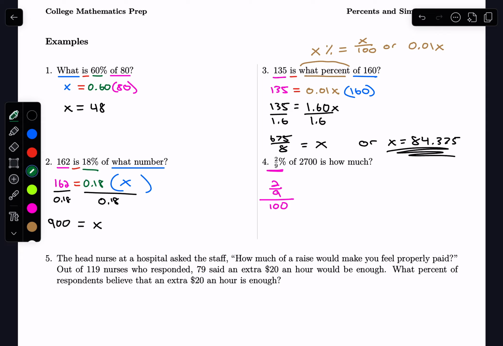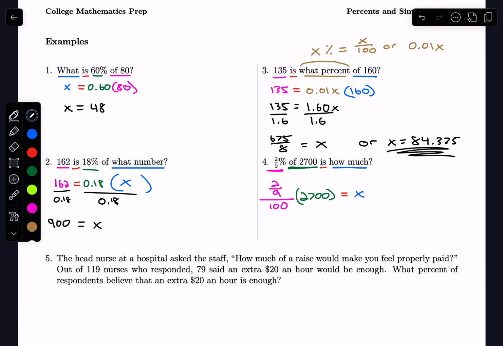So whenever we see of, that's going to tell us to multiply. So it's 2/9 over 100 multiplied by 2,700, where I put the 2,700 in parentheses. Then it says is, which means equals, and how much is our x. So all we have to do is work out that multiplication on the left side. Now you could type that into a calculator, but in this case, it actually works out to be way easier than it looks like it would be.